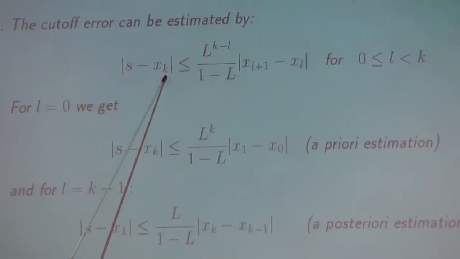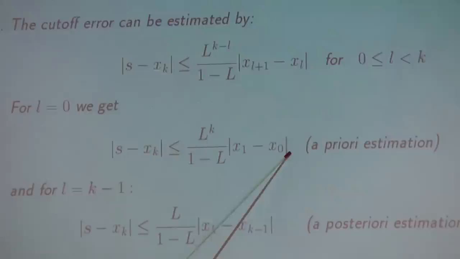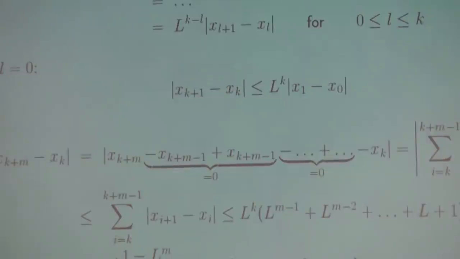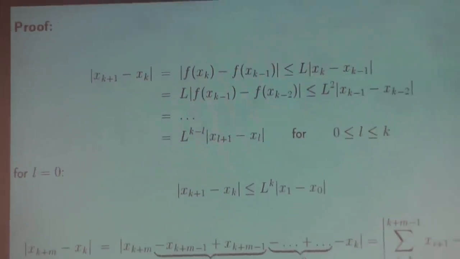Okay, and now we can easily derive special variants of this formula. For example, for L equals 0. That means when I'm right at the start of our iteration, the formula tells me how far we are away from the fixed point after k steps. And the other special case is L equals k minus 1. That means after k steps, so that's actually after I finish my iteration, this formula tells me how far away the fixed point is right now. Okay, that's what the Banach fixed point theorem tells us.